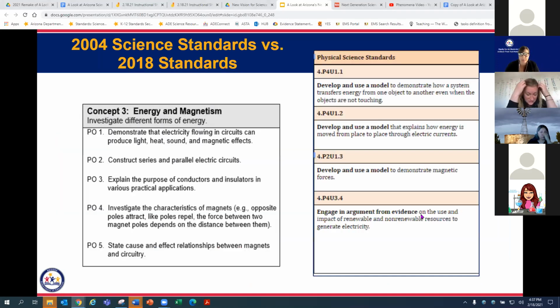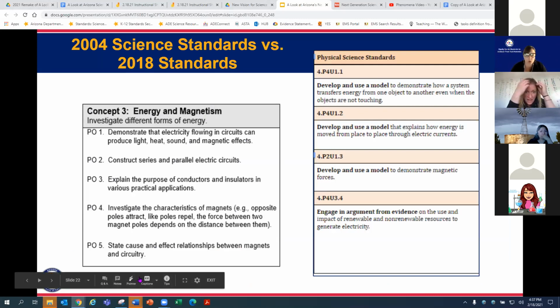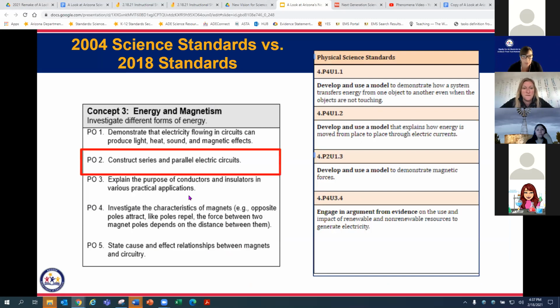And so let's do a side-by-side comparison. Here is the old PO on the left. This is a fourth grade energy and magnetism standard. We're going to focus on PO2. And on the right, same content. It's not like we have new science content, same content, but written in our new standards.